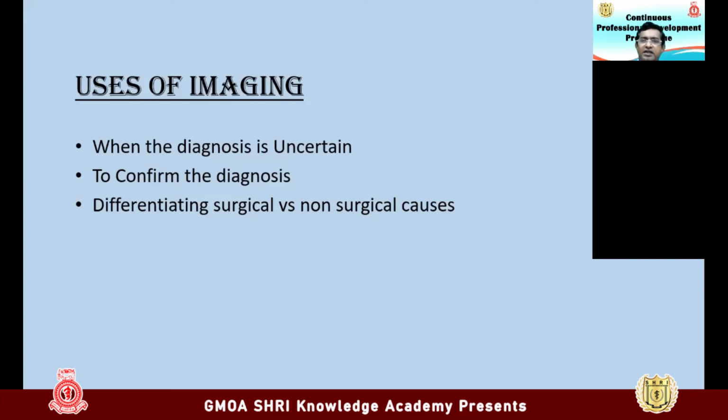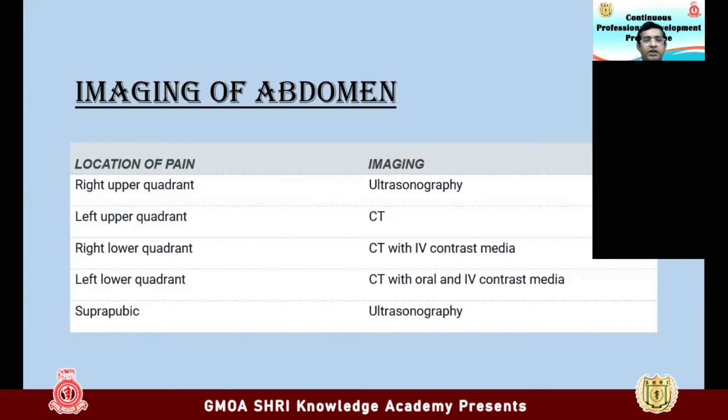So the basic imaging we have is radiography, so X-rays, ultrasound scan, and in certain centers, CT and MRI. So imaging of the abdomen. There are some values of certain imaging modalities, and depending on the pathological process, the value changes.